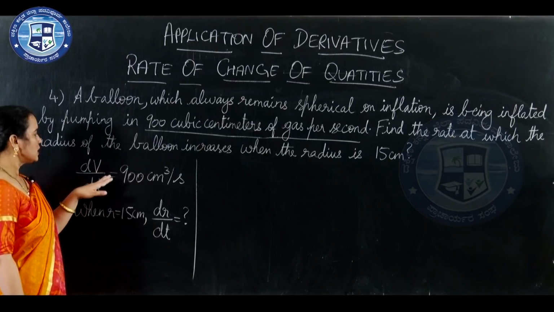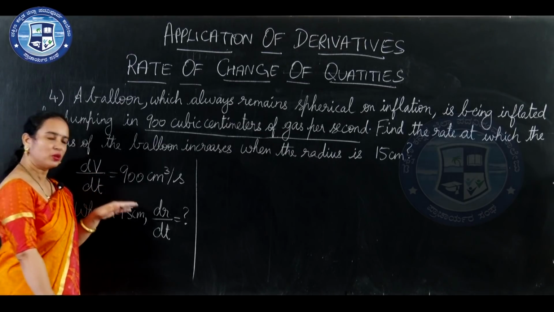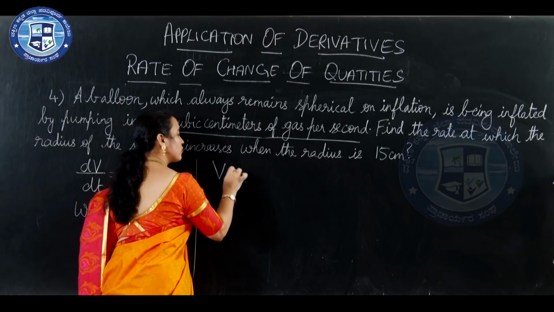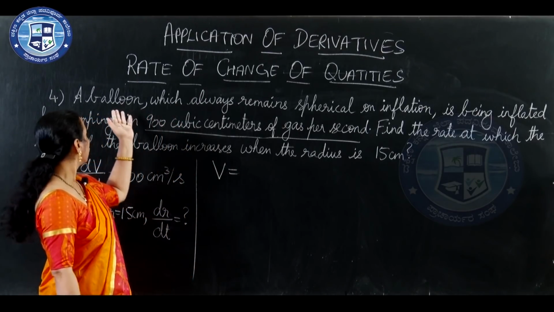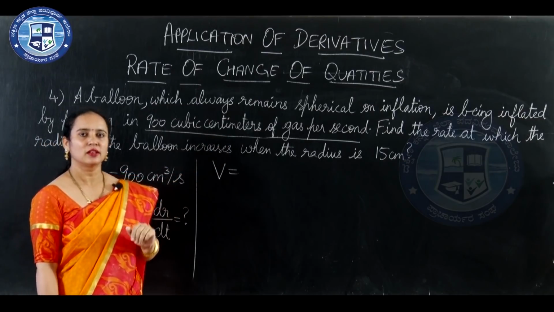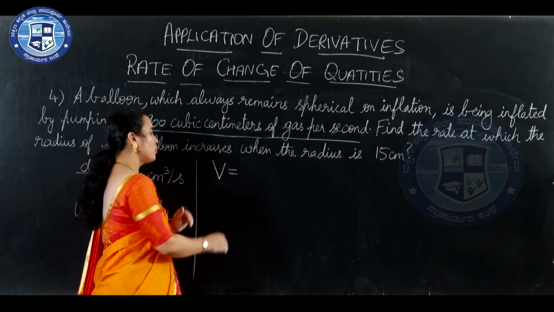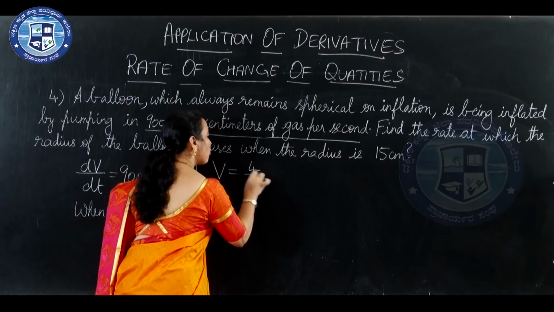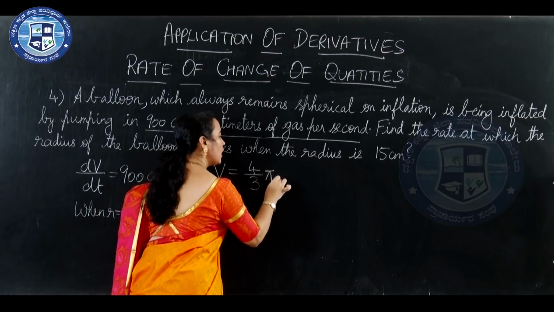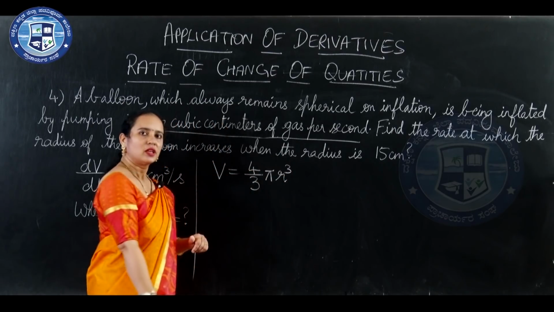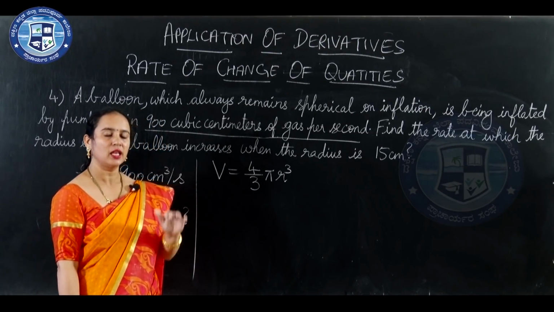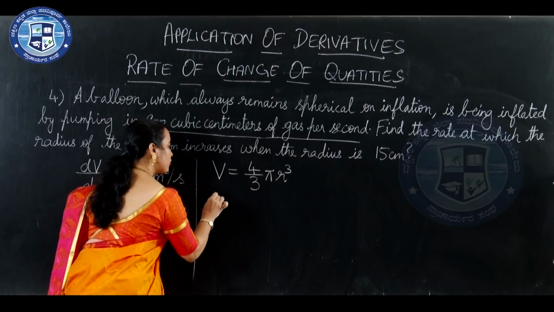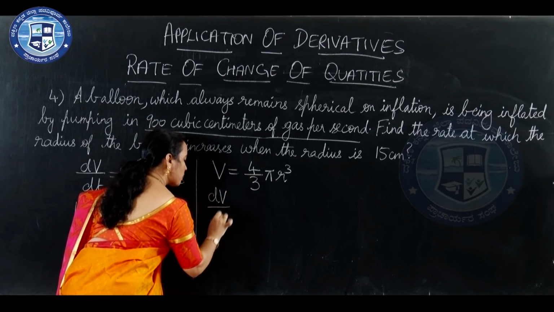Now, since change in volume is given, let us take the formula volume of sphere. Here balloon is a sphere. So, volume of a sphere is 4 by 3 pi r cube. I will repeat, volume of a sphere is 4 by 3 pi r cube. So, differentiate V with respect to t.